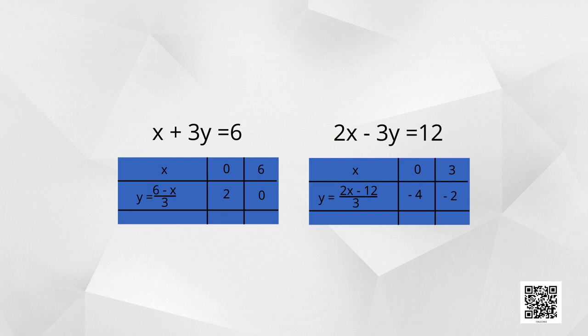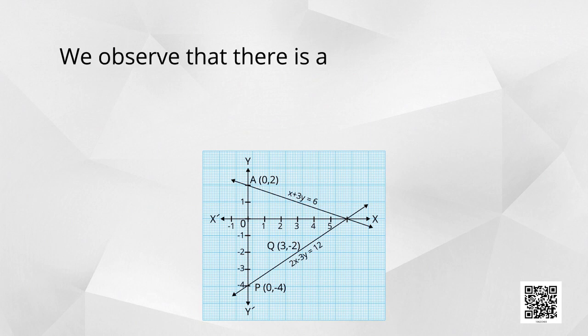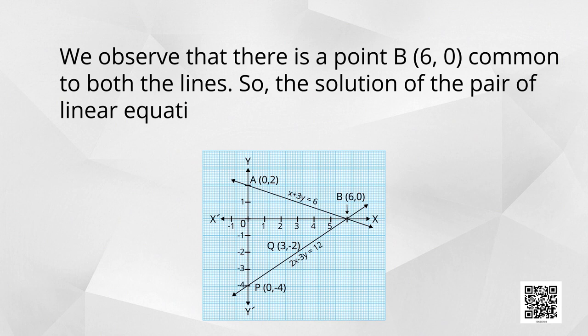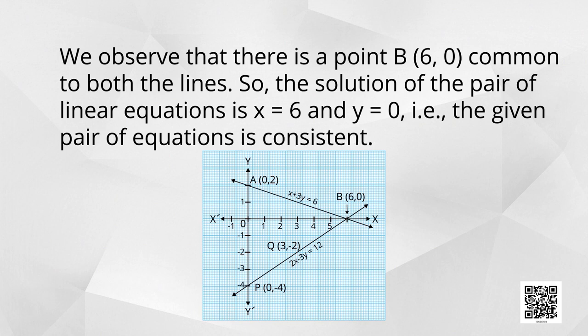Let us plot these points on the graph paper and join the points to form the lines. We observe that there is a point (6, 0) common to both the lines. So, the solution of the pair of linear equations is x equal to 6 and y equal to 0. That is, the given pair of equations is consistent.